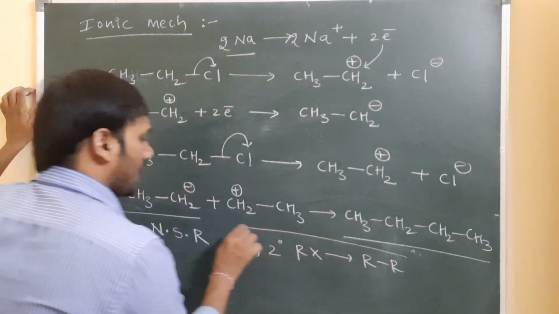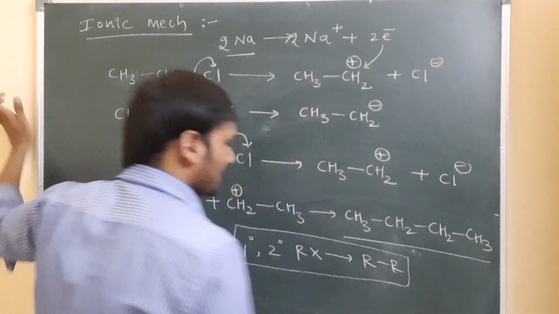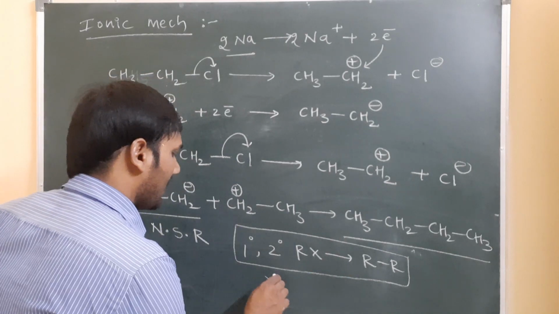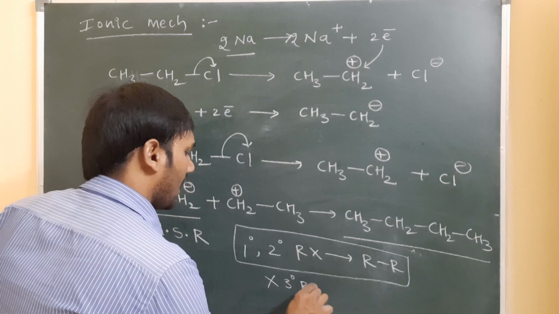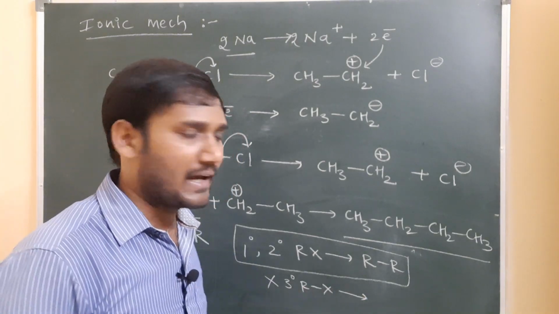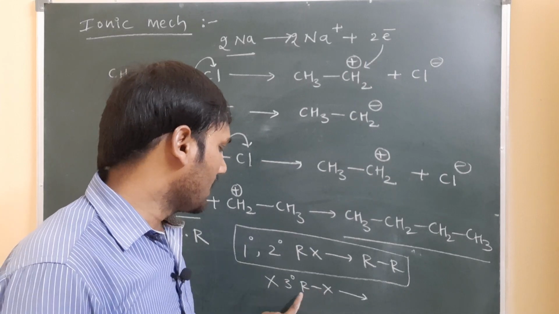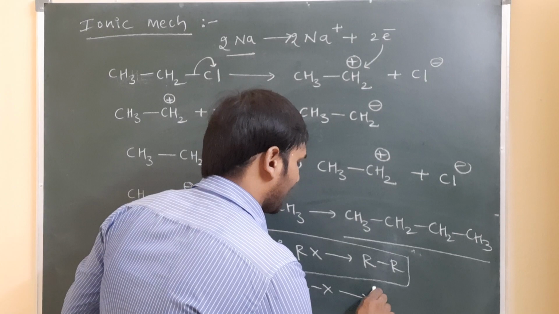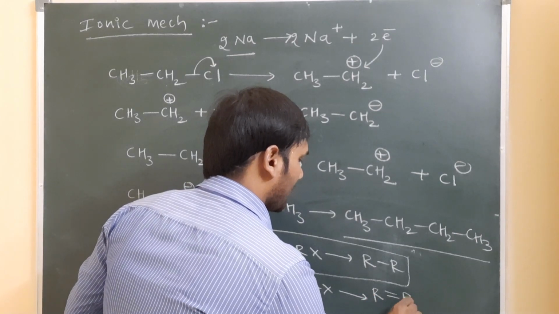By using the Wurtz reaction, primary alkyl halides and secondary alkyl halides can be converted to alkanes, but we cannot convert the tertiary alkyl halides. We cannot convert tertiary alkyl halides in the Wurtz reaction, because if we try to convert the tertiary alkyl halides, the product is formed as an alkene.